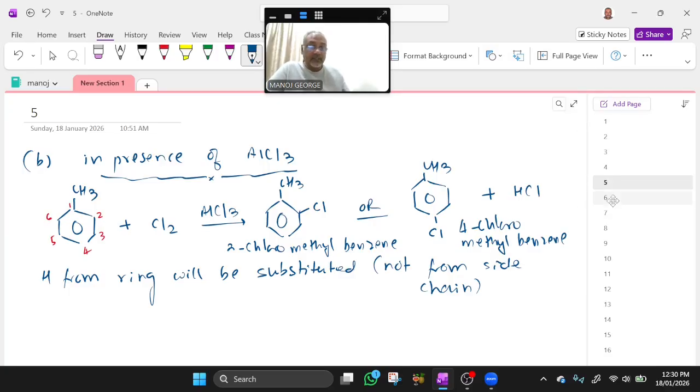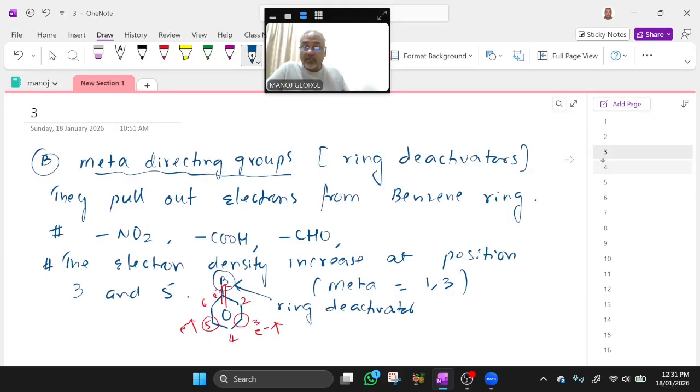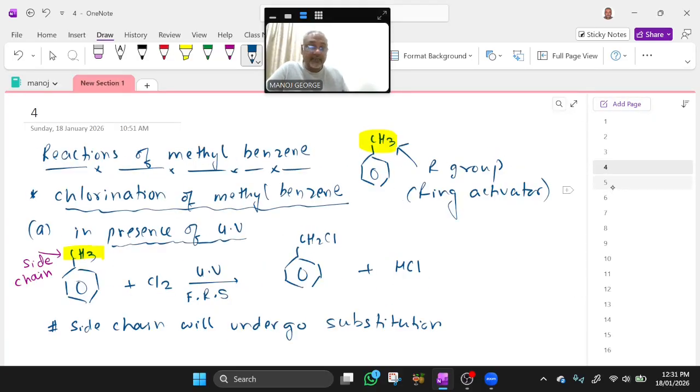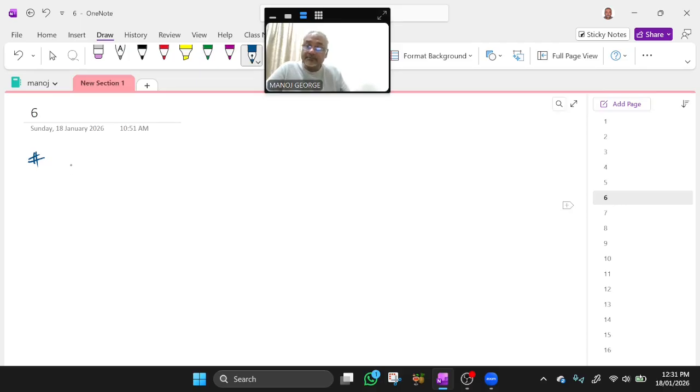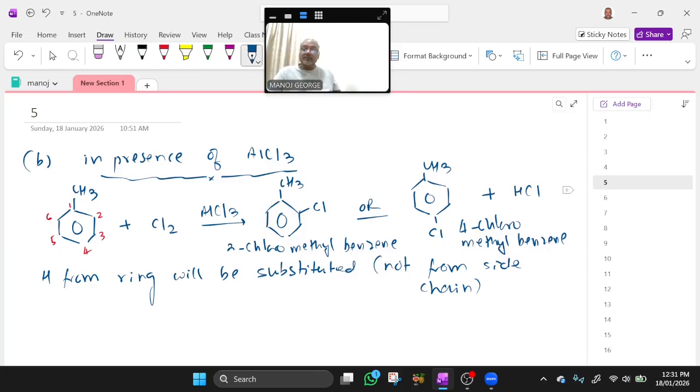So now let's have a look at the reaction. We started off with chlorination of methyl benzene. Sorry, I did not tell you the name of the mechanism of this reaction. A very, very important point I missed. The name of the reaction mechanism is actually electrophilic substitution.